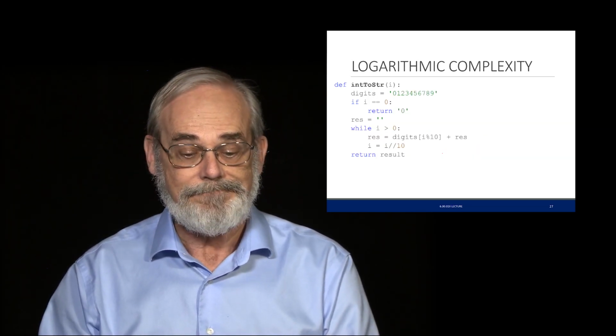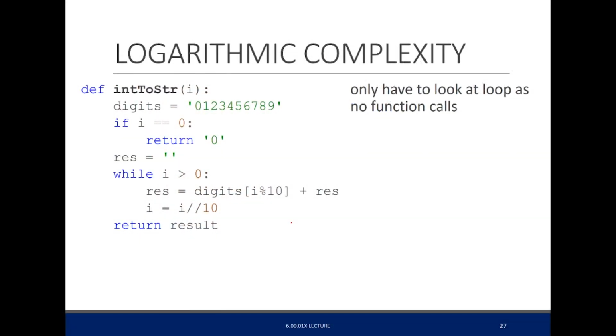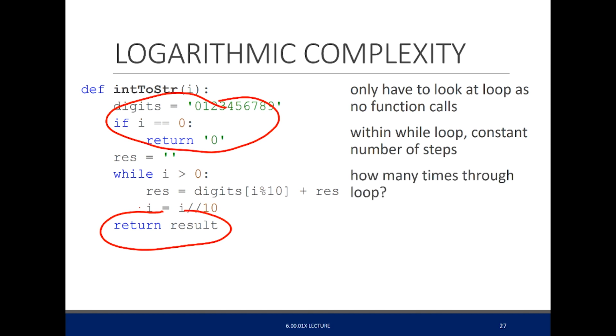So let's look at that. There's my code. And what do we know here? We know that we really only have to look at the loop because there are no recursive function calls here. I'm not calling int to string multiple times. Everything's in the body of this code. What else do I know? I'm going to jump ahead slightly here: I know that these stages here are constant. I only do it once. We've already seen in our earlier analysis that they don't matter. So all I have to do is look inside of the while loop. And in that while loop, the things I'm doing are a constant number of steps. So inside of the loop is constant cost.